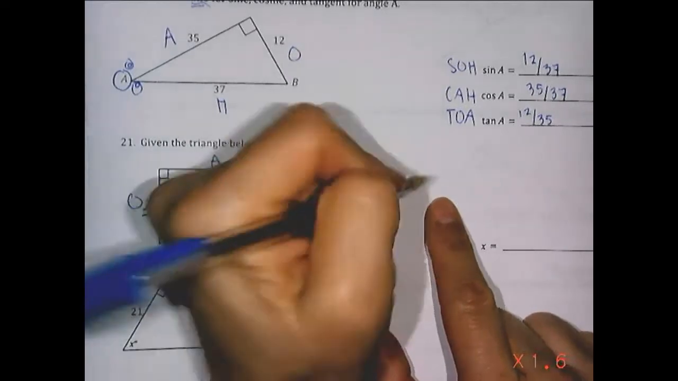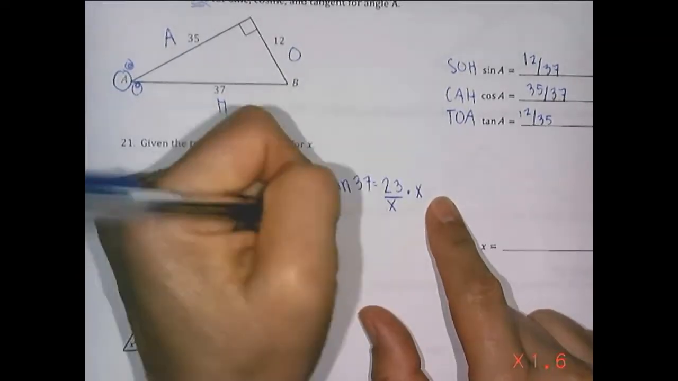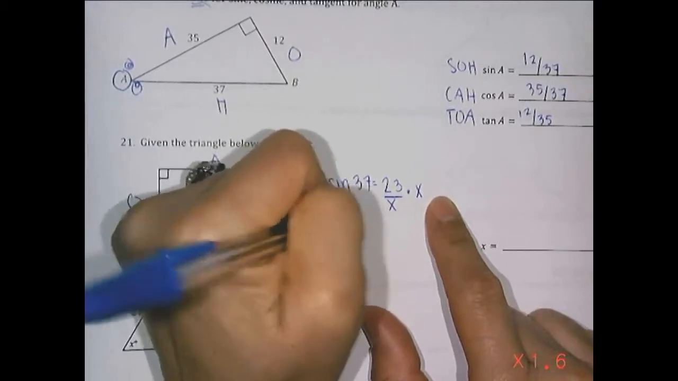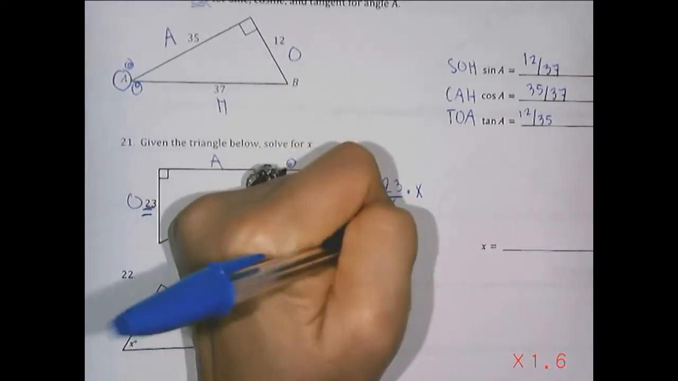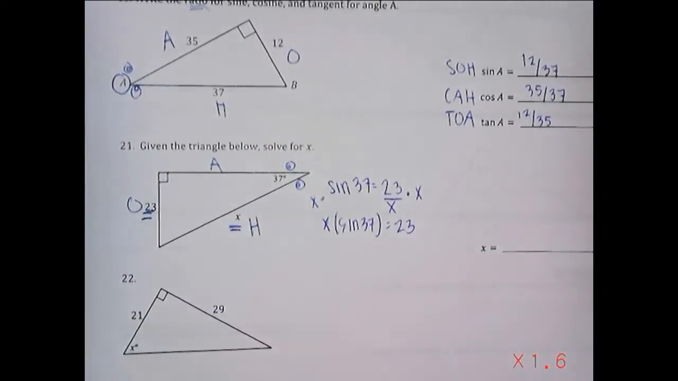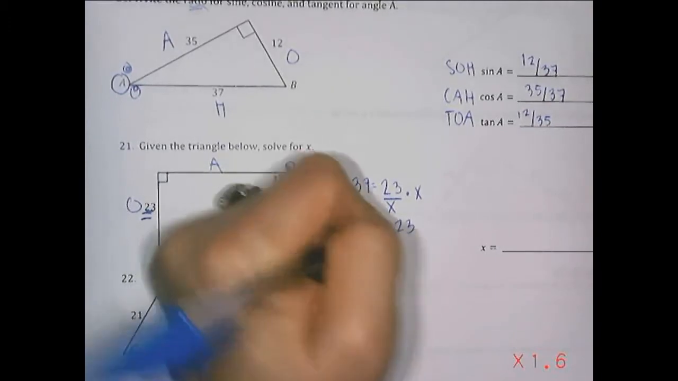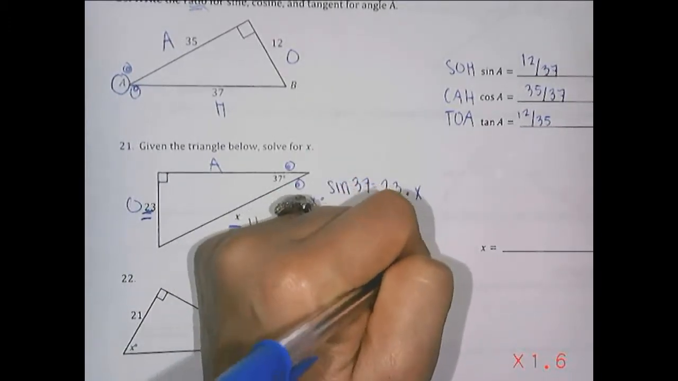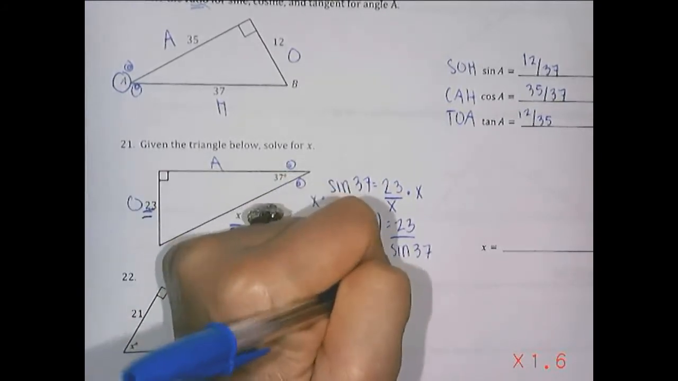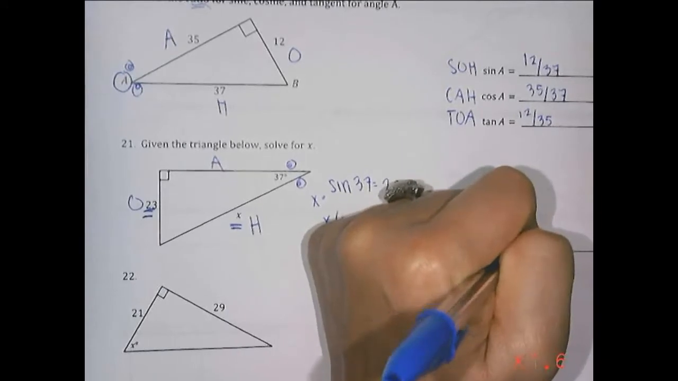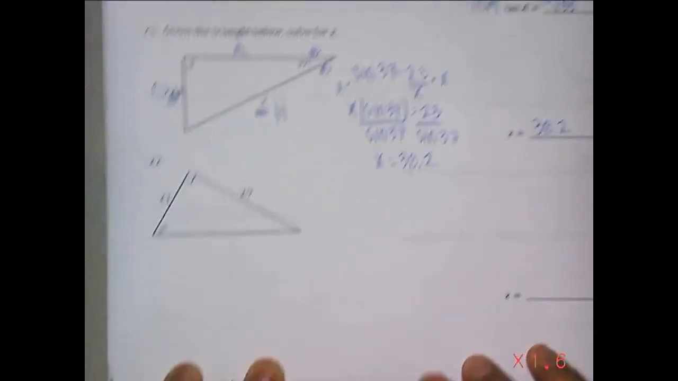I need to get x by itself, so I'm going to multiply both sides by x. And I'm going to have x times sine 37 equals 23. I need to get x by itself still, so I'm going to divide by sine 37 and divide by sine 37. And I will get x equals 38.2. Okie doke.